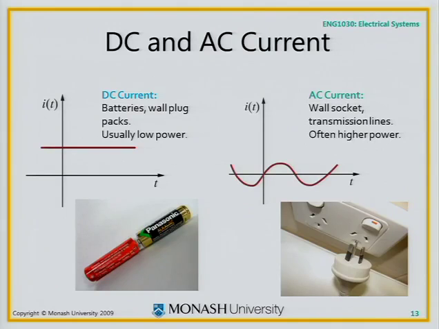Thank you. You know about DC and AC current. DC is typically what batteries supply, wall plug packs, usually low power. We need all these converters to convert from AC to DC, because that's what our laptop and a lot of our other devices want. Okay, so if you come here, I'd like you first to demonstrate direct current.